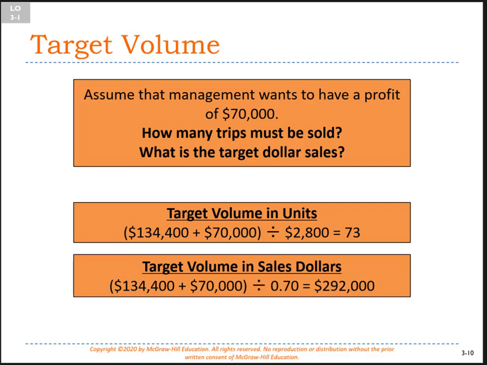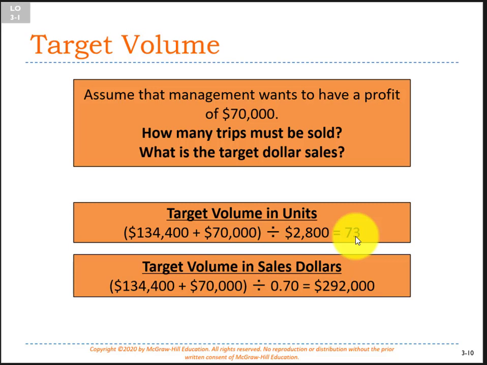Now, do we always just want to break even? Once we know what that is, and that's important information, obviously our goal generally is to do better than break even. We want to get to that point and then keep increasing our sales. So what if we want our profit to be 70,000? Whatever that target profit is just gets added to our fixed costs. So we take the 134,400 fixed costs, we add our 70,000, we divide it by 2,800 to get 73 trips.